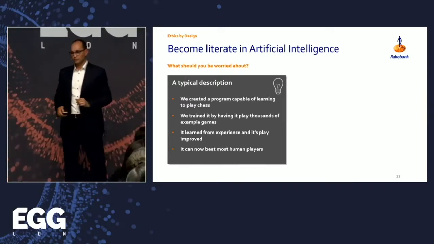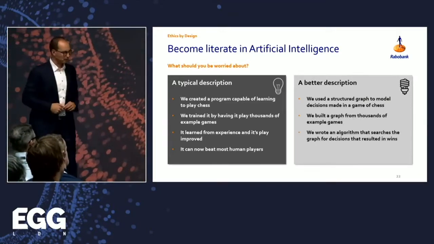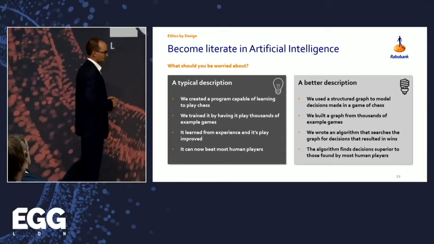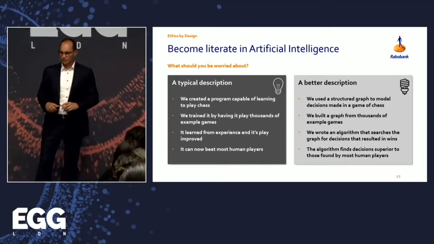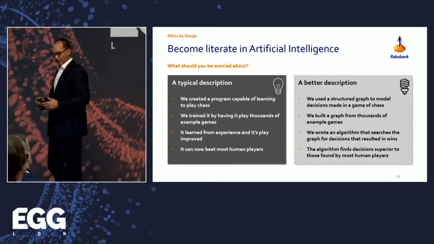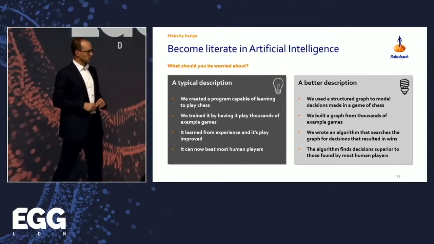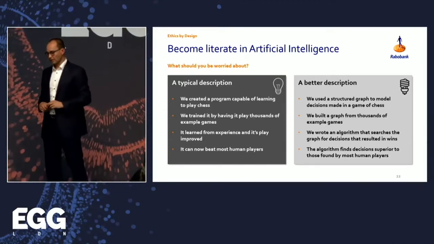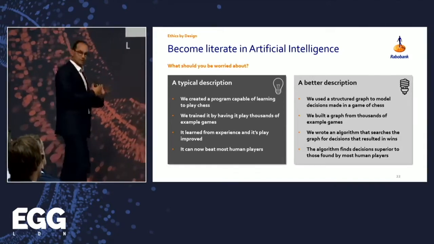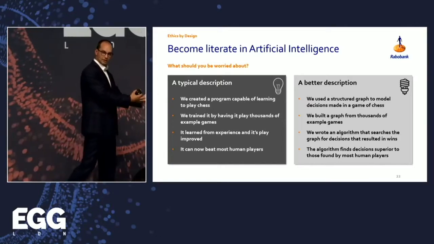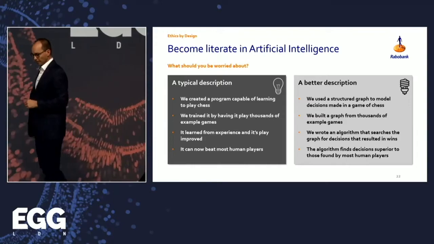No, we don't. So a better description, and this is what I'd like to address as AI literacy, we need a common language in this. We use a structured graph to model decisions made in a game of chess. We build a graph from thousands of example games, and we write an algorithm that searches the graph for decisions that resulted in wins. The algorithm finds decisions superior to those found by most human players. If you read this as an example, now you understand what's within the black box. So we need a good language for that.